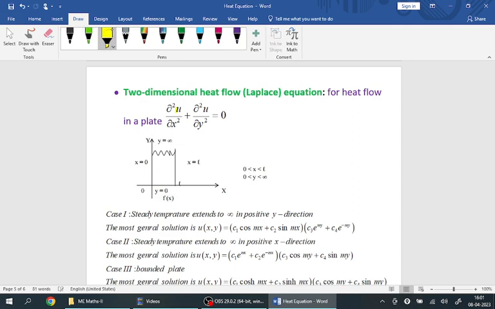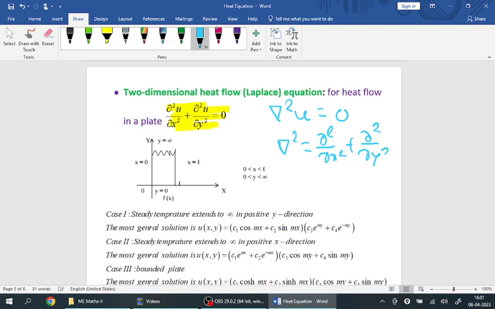You will observe this equation is a Laplace equation because it is in the form of del square u equal to 0. Del is actually an operator, but I will not go into that. Del square is dou square by dou x square plus dou square by dou y square. Because of that, del square u equal to 0 is the Laplace equation, or two-dimensional heat flow equation.